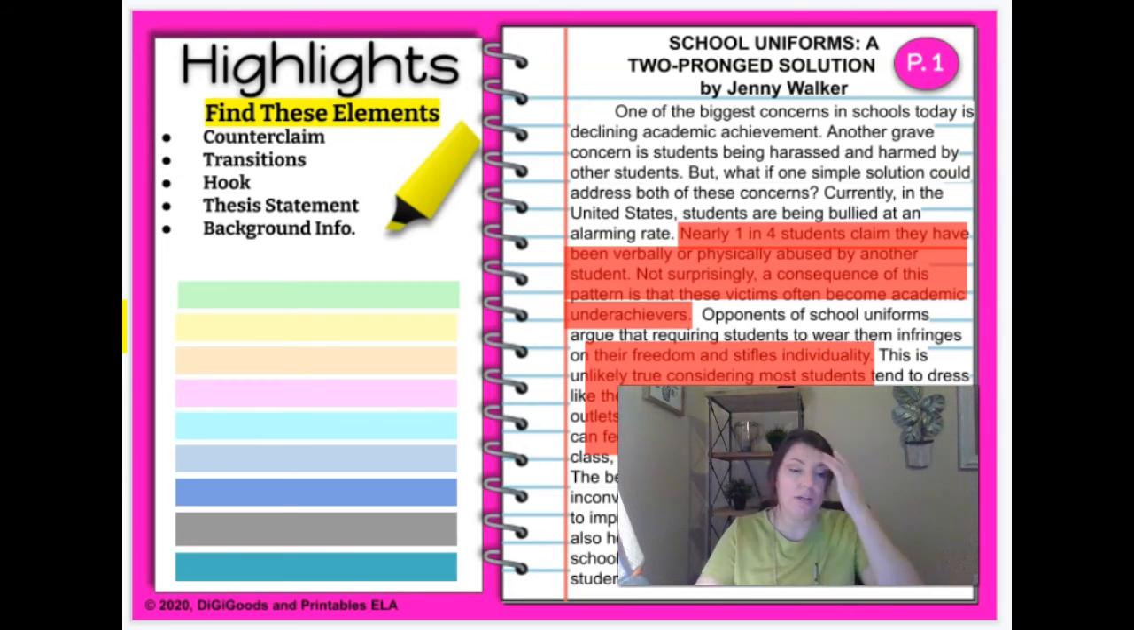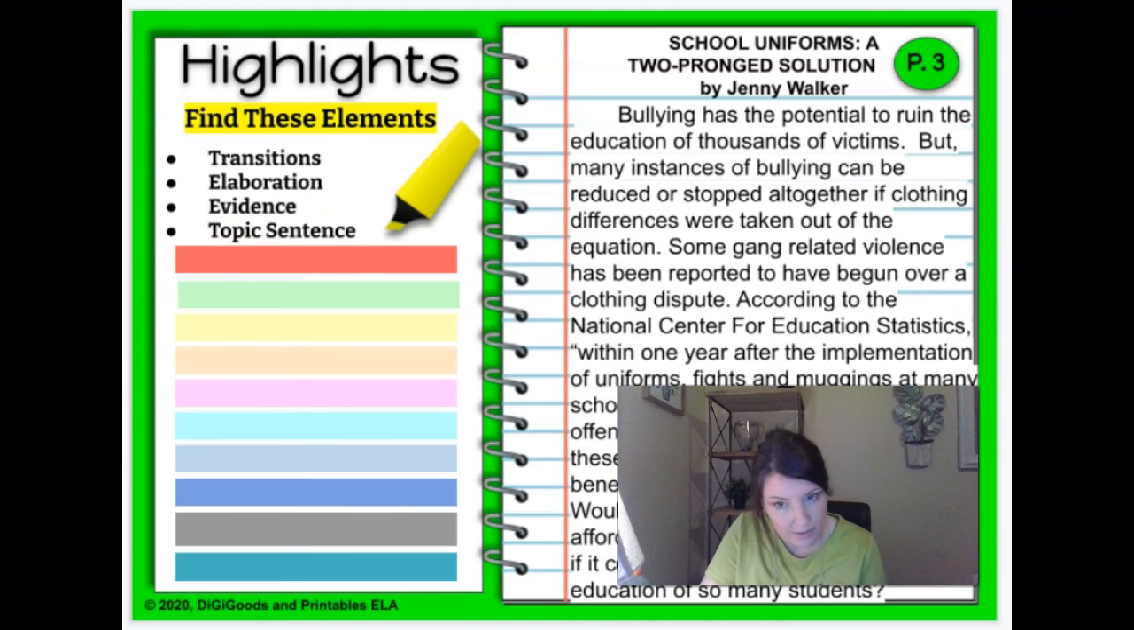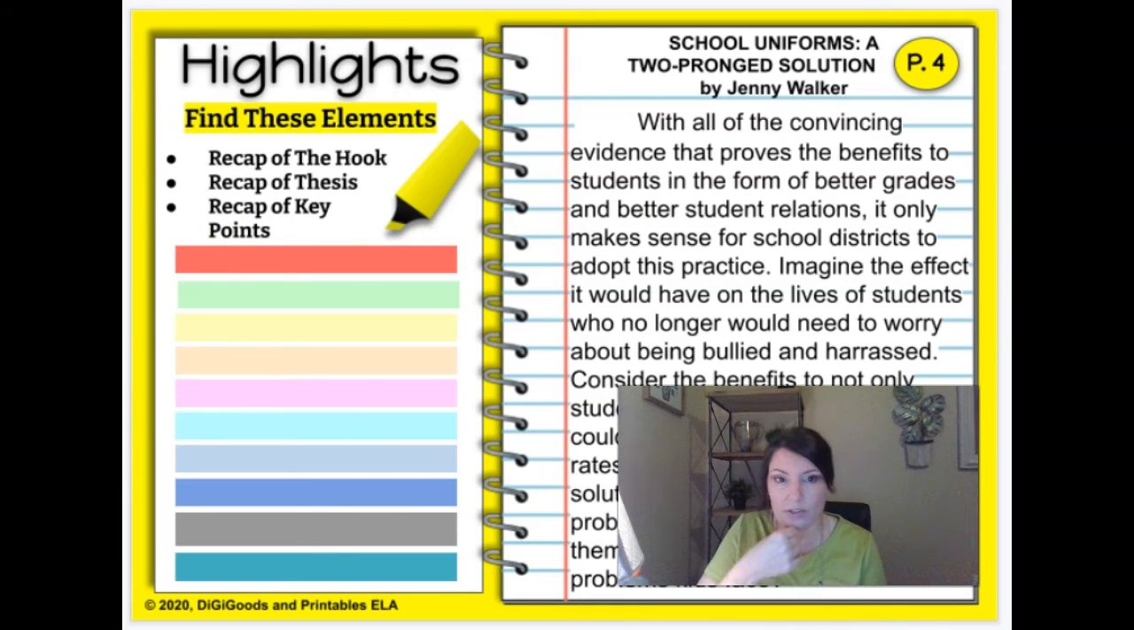After you've completed the introductory paragraph, you'll scroll down and work on the first body paragraph. Notice that the elements that you're finding are different. In this paragraph, you're going to be looking for some transitions, elaboration, or some may call it discussion or reasoning, evidence, and topic sentences. You'll do that for the third body paragraph. And then in your conclusion paragraph, you're going to be looking to recap the hook, or restate, some people say, a recap of the thesis, and a recap of the summary, or a recap of the key points. Again, these are not in order because I don't want to give the answers away. Now, that's really all you have to do for this activity.